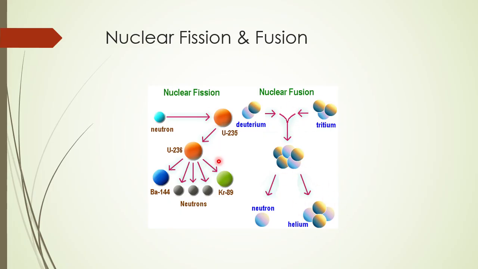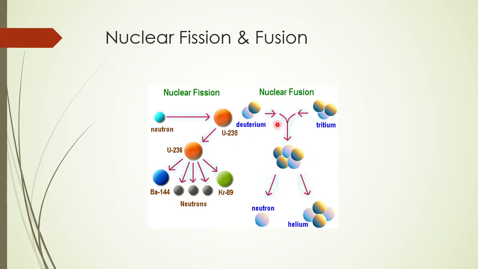In these events, although the total number of protons and neutrons remains the same, the products weigh differently from the sum of all the reactants. And that difference in mass is actually what releases energy in nuclear fission, in our power plants and nuclear bombs, and nuclear fusion, which actually powers stars.